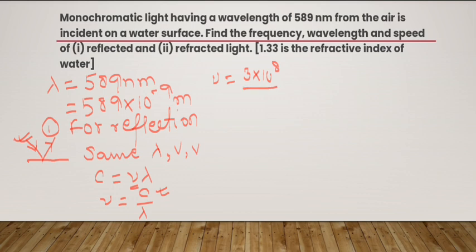It is already given here as 589 into 10 to the power minus 9, and the unit of frequency is hertz, so we have to write hertz over here. After solving it, we get the answer, that is 5.09 into 10 to the power 14 hertz. Clear? Now, the second part of the question says find it for the refracted light.